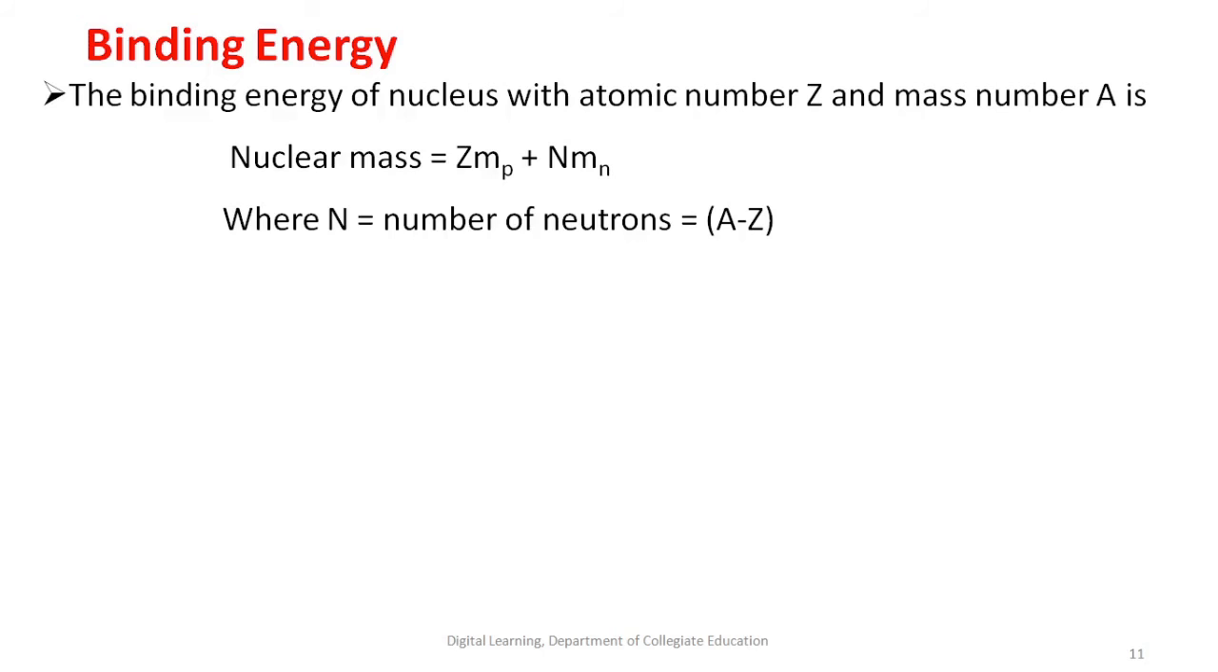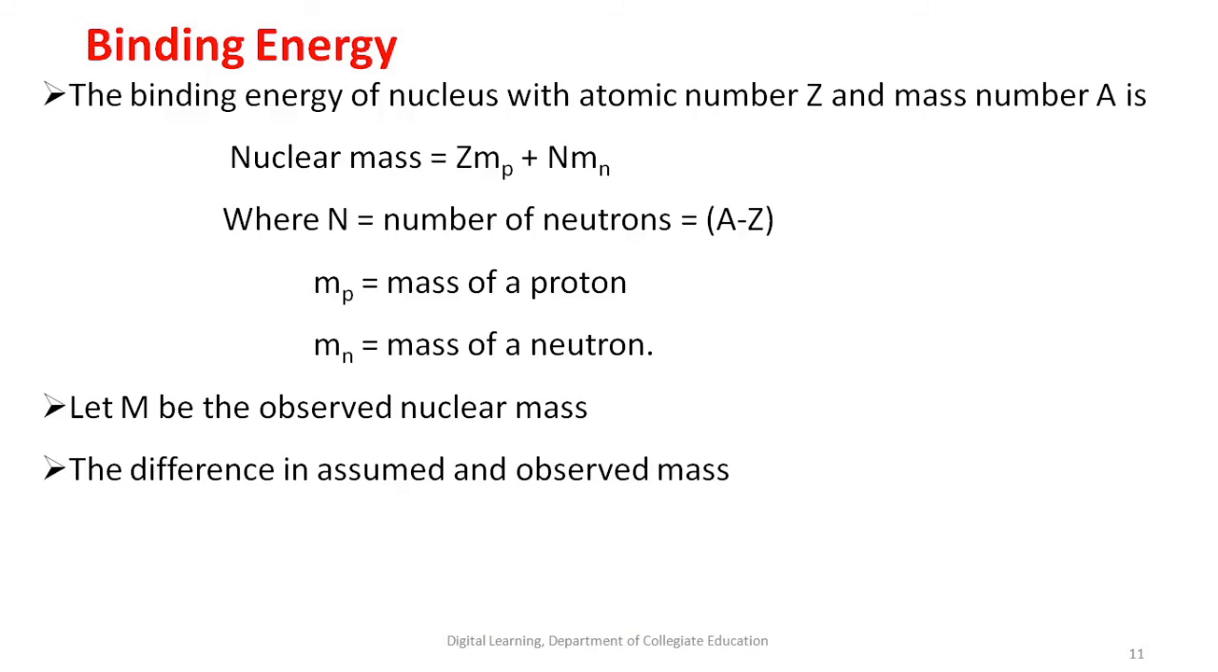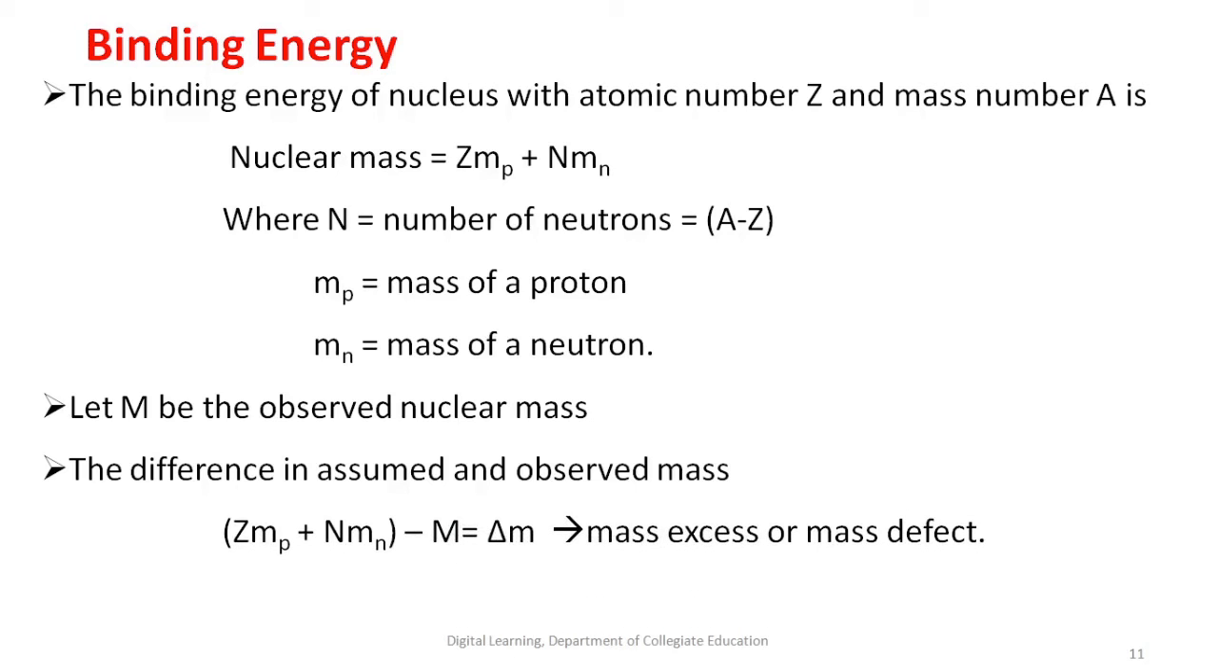Where N is equal to number of neutrons, that is A minus Z. Here mp is the mass of proton, mn is the mass of neutron. Let capital M be the observed mass. The difference in the assumed and observed mass is given by delta M, which is equal to Zmp plus N mn minus M. That is called excess mass or mass defect.